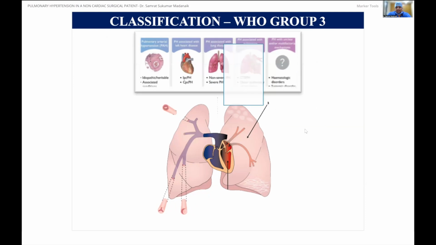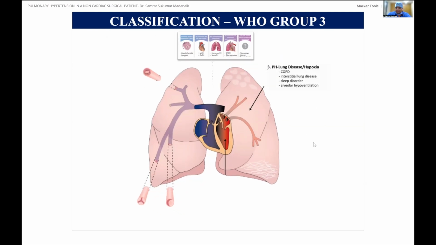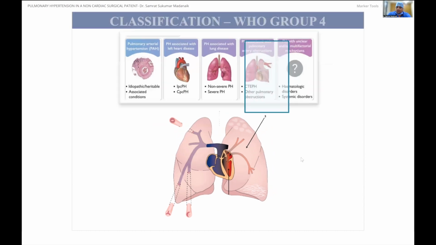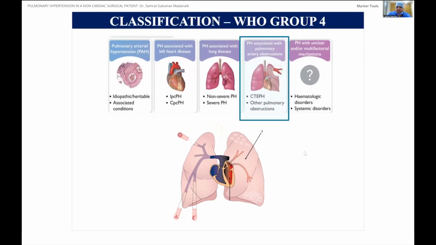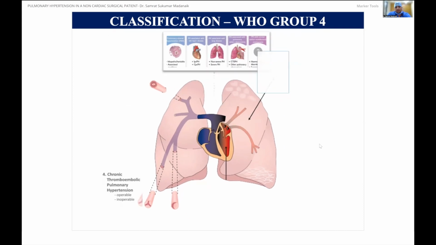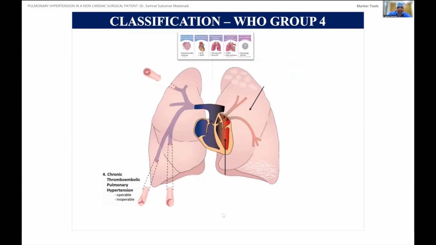So basically, these are the patients who have COPD, interstitial lung disease, sleep disorders, or alveolar hypoventilation. The group 4 patient includes patients who have pulmonary hypertension associated with pulmonary artery obstructions. That is basically patients who have chronic thromboembolic episodes or pulmonary hypertension because of it. So they can be either operable or non-operable.